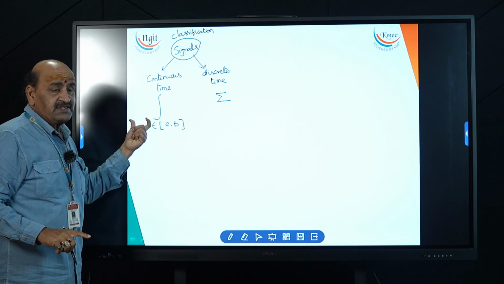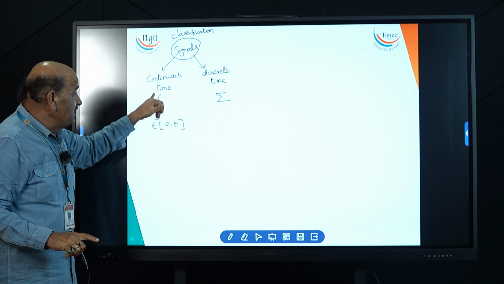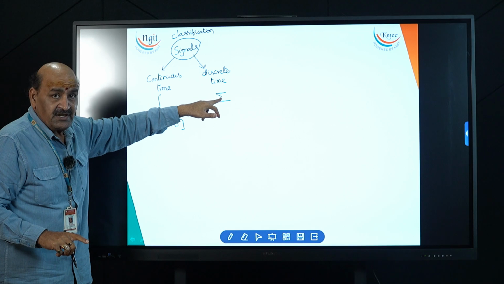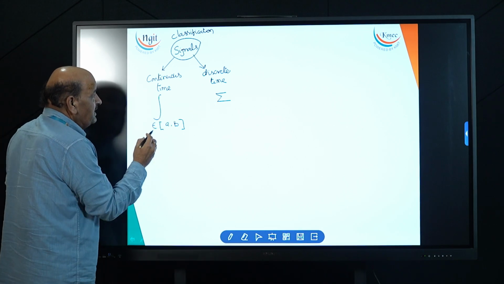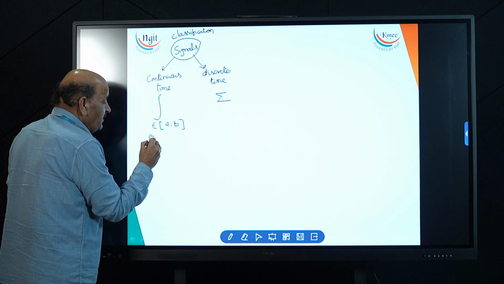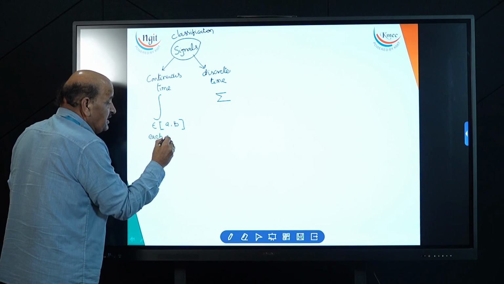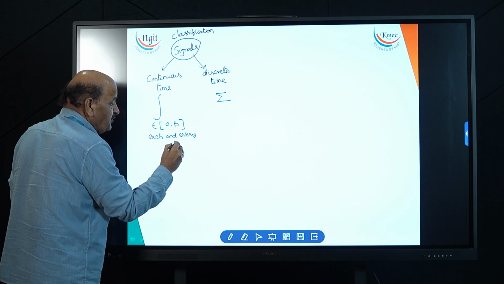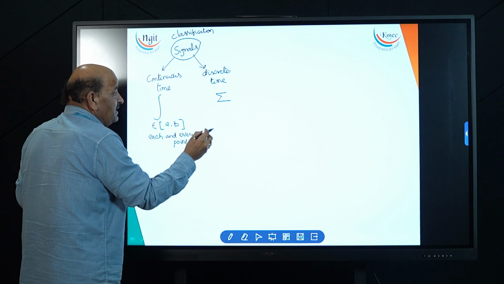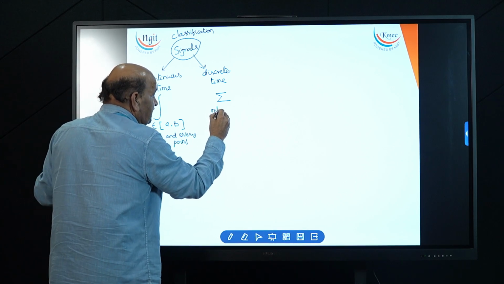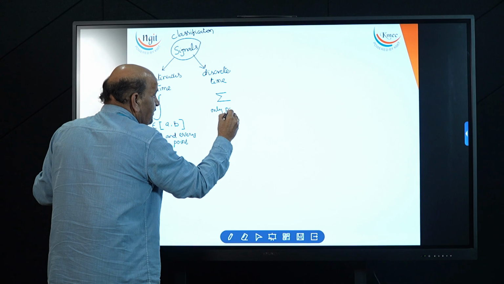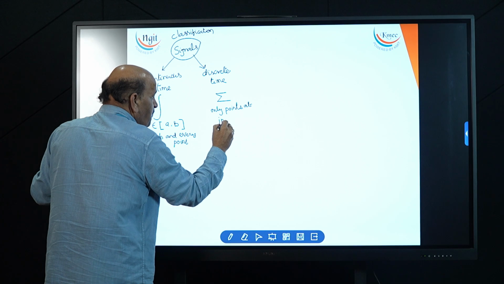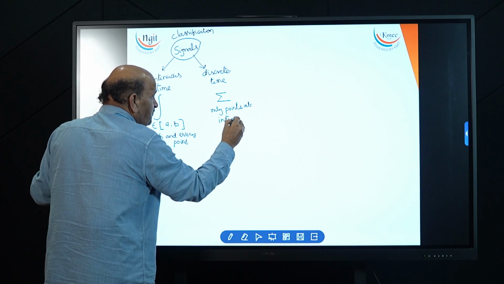Students have to distinguish between these two signals. One is the continuous time signal, denoted by the integral. Here this is summation. Continuous means it is described at each and every point. But discrete means it is only at integers. It describes only points at integers, only integer points.